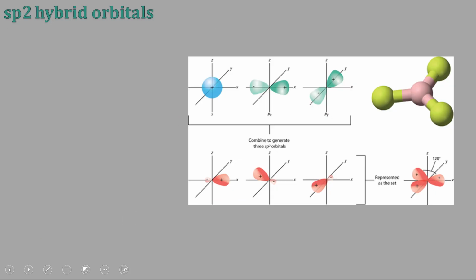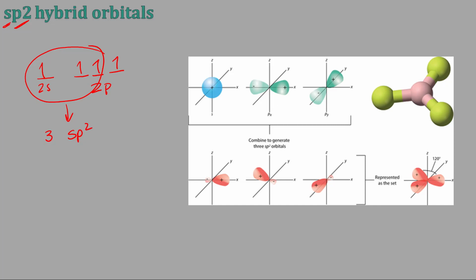All right, so sp2 hybrid orbitals. In sp2 hybrid orbitals, we're still going to look at carbon, and I'm still going to promote one of the electrons to the 2p. But in sp2, that means we have one s and two p orbitals. Since we have 3 atomic orbitals there, one 2s and two 2p's, we would make 3 sp2 hybrid orbitals.